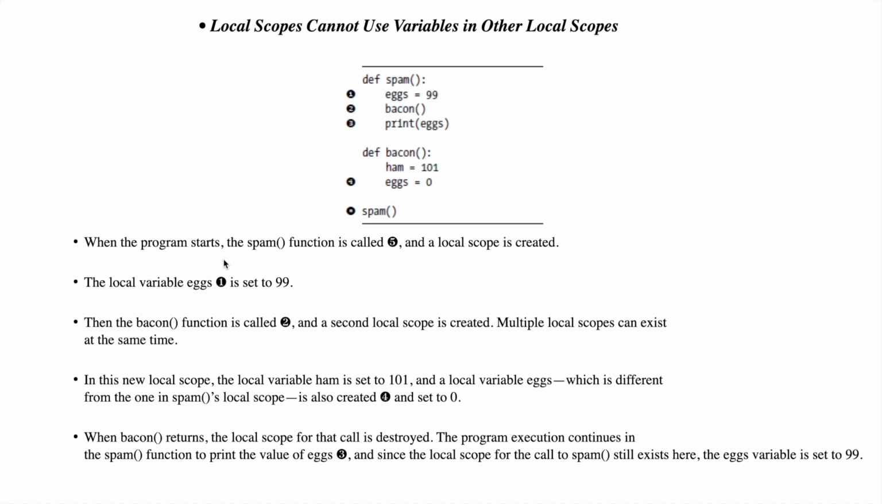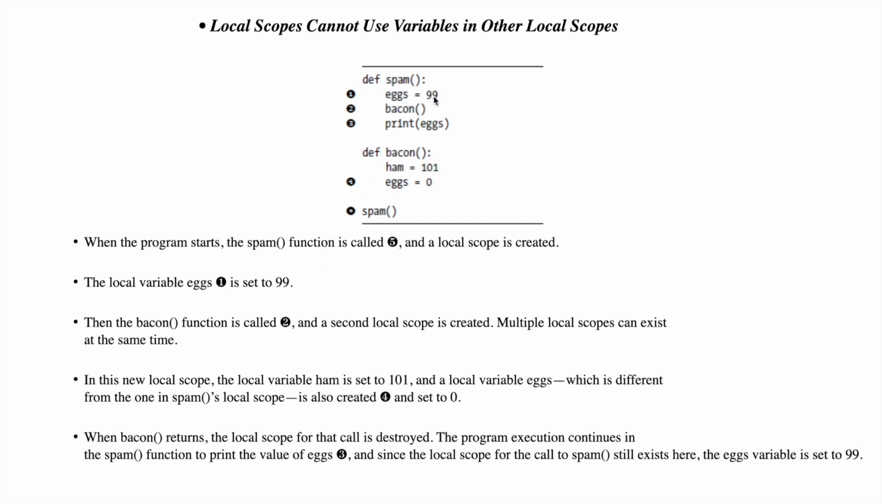So local scopes cannot use variables in other local scopes. I told you, right? For example, see this example. When the program starts, the spam function is called. You are defining the function spam, and directly it goes to the function call, which is the last statement, the fifth statement. A local scope is created whenever you call the spam function. So the local variable x is set to 99.